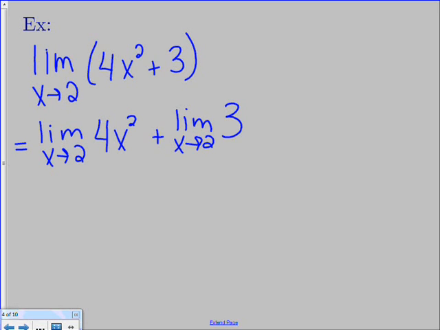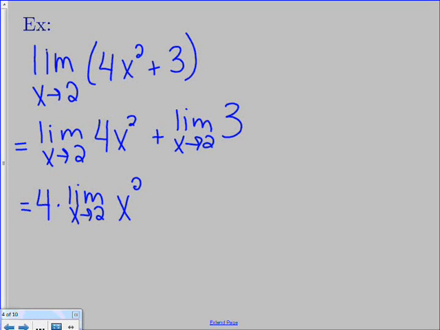And so now the 4 in the first term is a constant or a scalar multiple, so we're just going to pull it outside and deal with the limit of x squared and then multiply the 4 back in at the end. So we're going to have 4 times the limit as x approaches 2 of x squared.